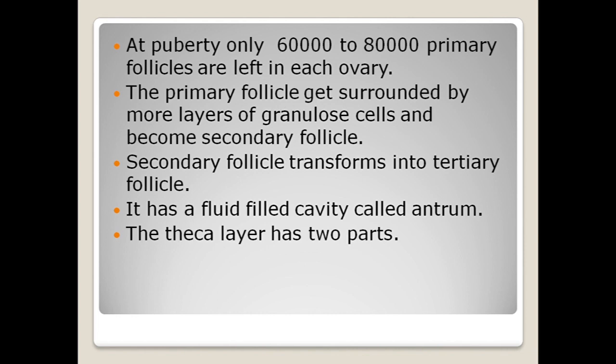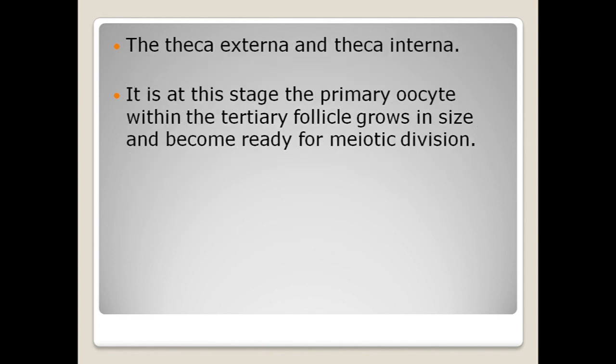The primary follicle gets surrounded by more layers of granulosa cells and becomes secondary follicle. Secondary follicle transforms into tertiary follicle. It has a fluid-filled cavity called antrum. The theca layer has two parts, the theca externa and theca interna. It is at this stage the primary oocyte within the tertiary follicle grows in size and becomes ready for meiotic division.